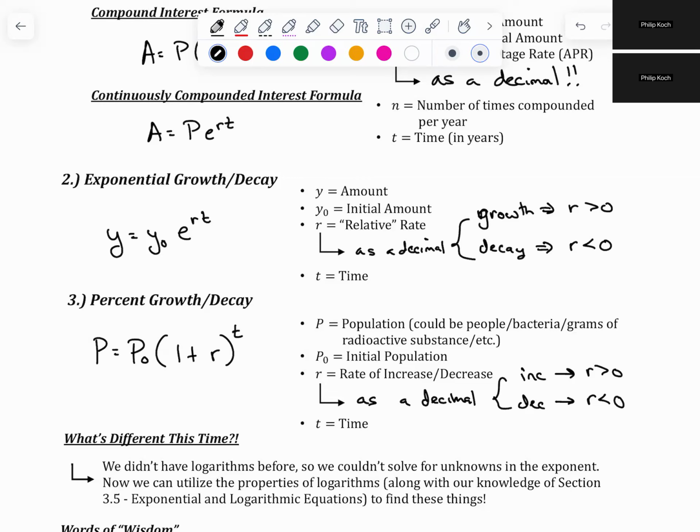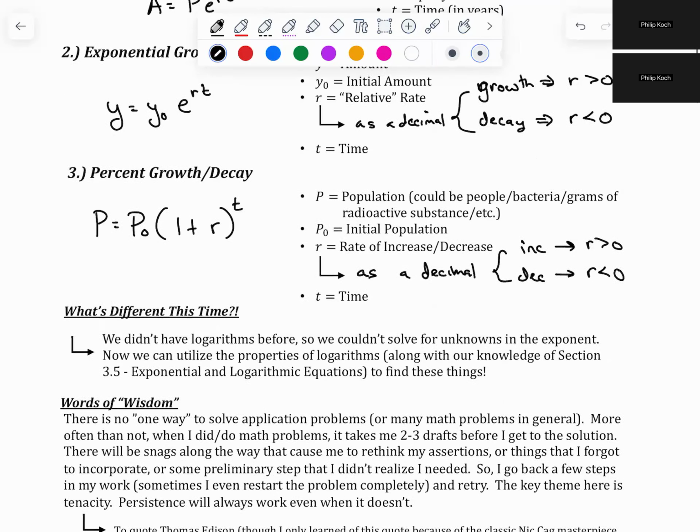And so you might be wondering, well, we already went over this. We went over this in 3.2, but the difference was we didn't have logarithms before, so we weren't able to solve for the unknowns in the exponent or the inside of the logarithm or inside of the base. So now we need to know how to utilize equations, logarithmic equations, to find these things.